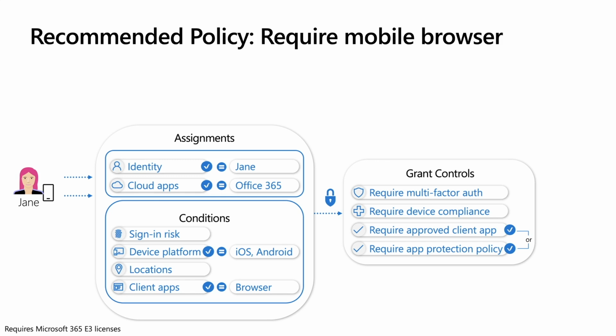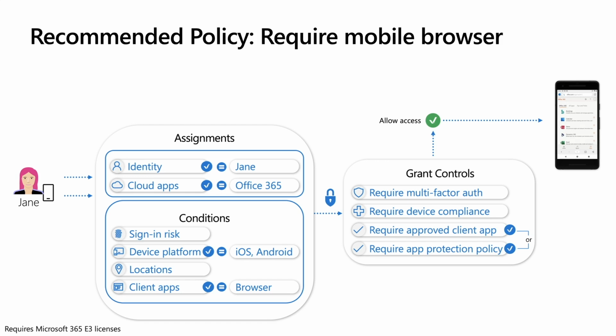And we're still going to rely on the require approved client app and require app protection policy grant access controls with an OR operator. The end result being that if Jane attempts to authenticate with a browser that supports app protection policies like Microsoft Edge, that app protection policy must be delivered successfully before an access token is granted. If that occurs, Jane will be able to access the browsing endpoint like Office.com.